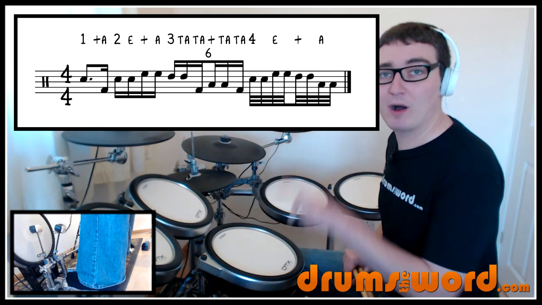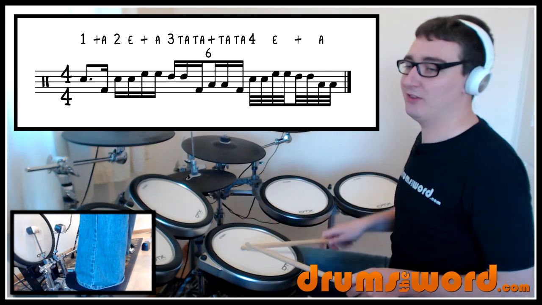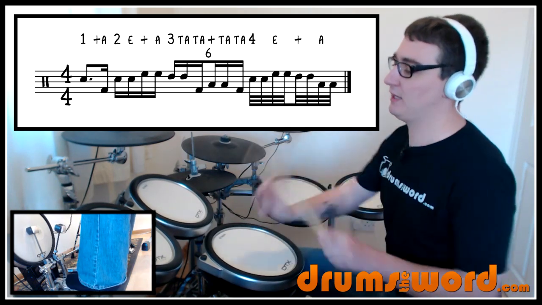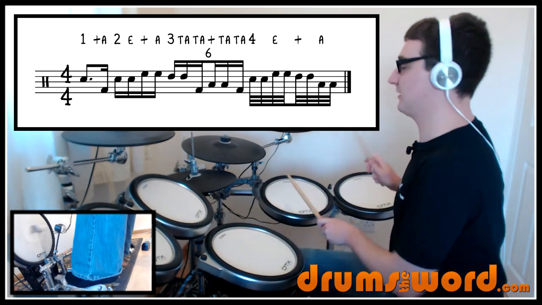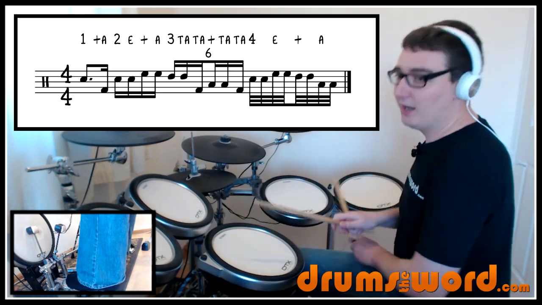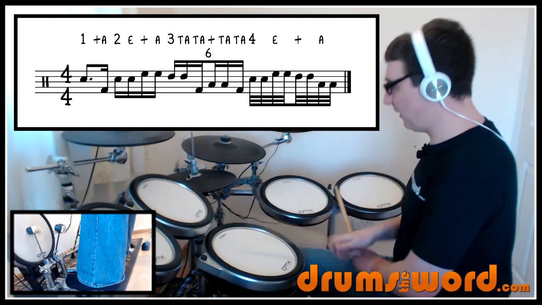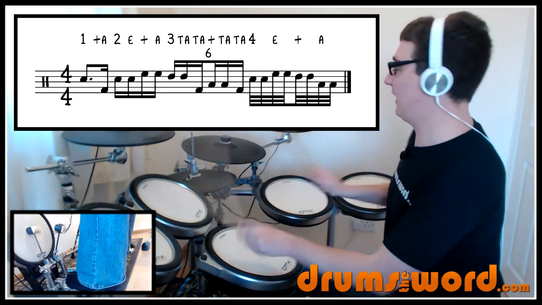Here we go then. 1, 2, and 3, and 4 E, and a 1 E, and a 2 E, and a 3 and a 4 E, and a 1, a 2 E, and a 3 and a 4 E, and a 1, a 2 E, and a 3 and a 4 E, and a 1.